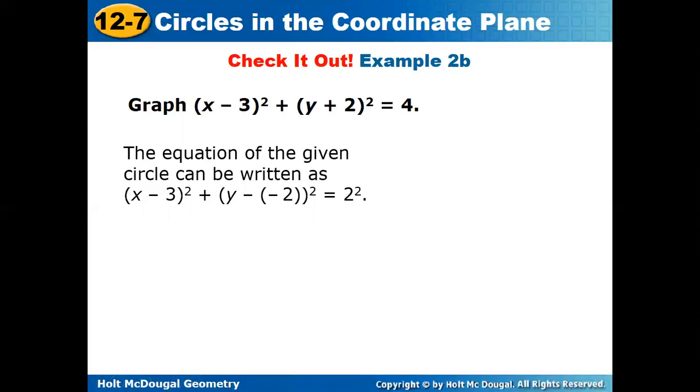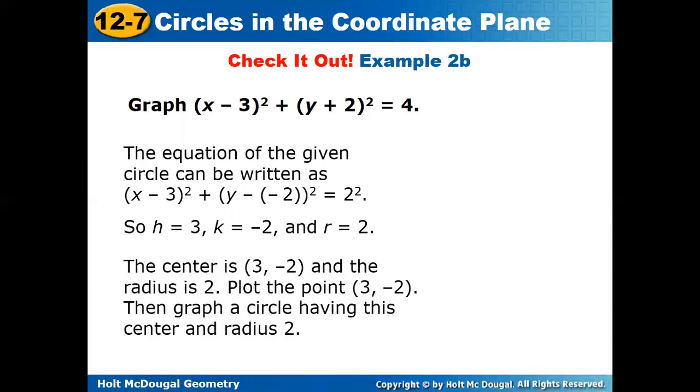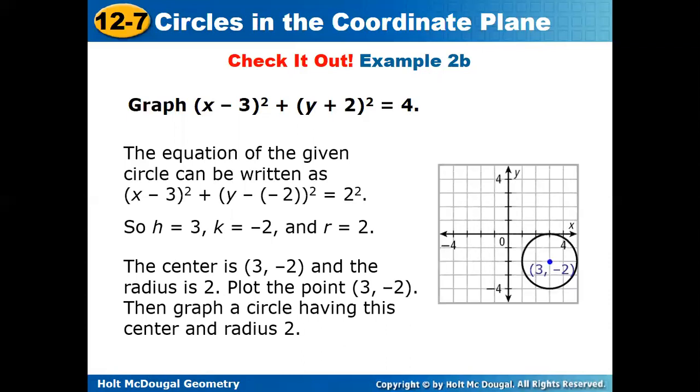So if you want to write the coordinates of the center of the circle, write 3 and -2. Write the two numbers with opposite sign, okay? And another common mistake is to write the radius as 4. No, the radius is the positive root of 4, which is 2. Now plot the point (3, -2), and then using your compass, graph this circle, okay?